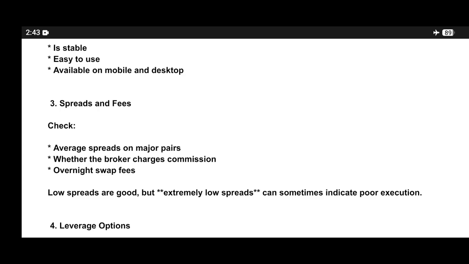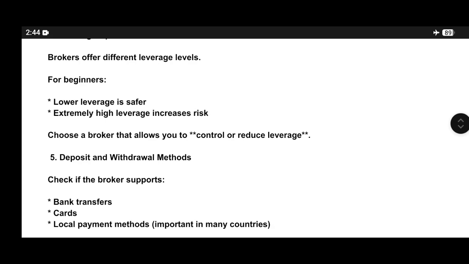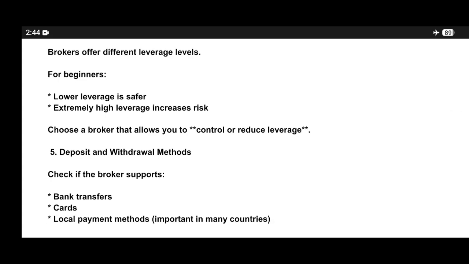Check the average spread on major pairs, whether the broker charges commission, or whether there are overnight swap fees. Low spreads are good, but extremely low spreads can sometimes indicate poor execution. Then number four, leverage options. Brokers offer different leverage levels. For beginners, lower leverage is safer. Extremely high leverage increases risk. The other one is to choose a broker that allows you to control or reduce leverage.